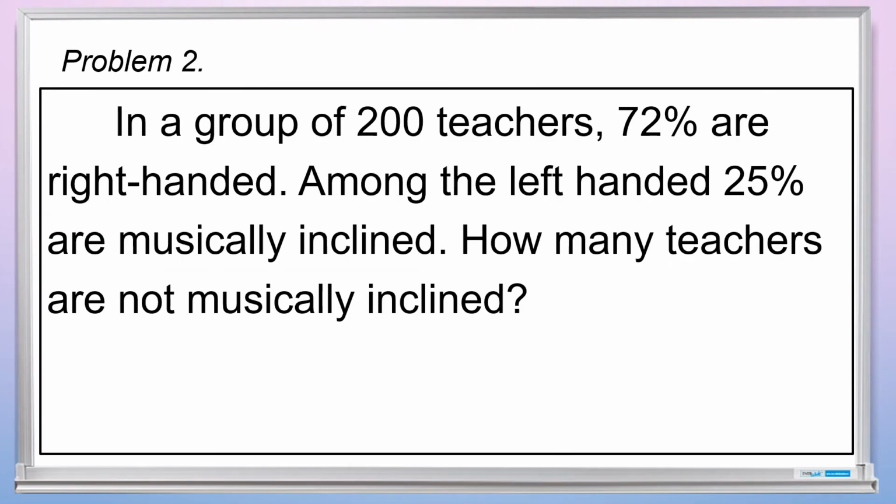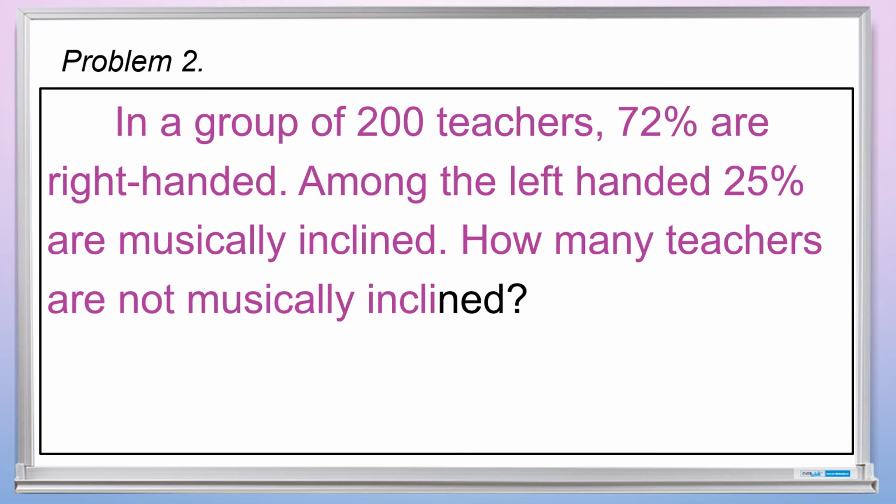Let's have problem number 2 and apply the four-step method. Let's read the problem first. And as what we have done on the first problem, I am going to read it aloud while you read it using your eyes only. In a group of 200 teachers, 72 are right-handed. Among the left-handed, 25% are musically inclined. How many teachers are not musically inclined?